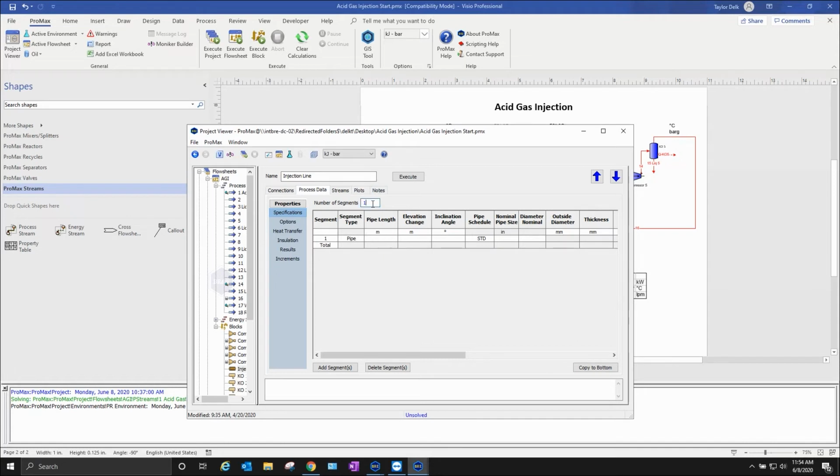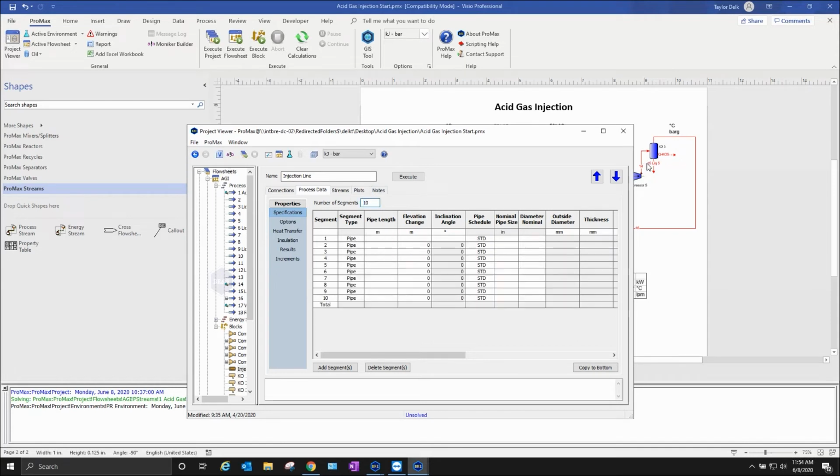So for the injection line, we're going to actually give it 10 segments. This is going to give us a little bit more granularity in our results. And it's going to break up the calculations into shorter increments. So what we get for that is a little bit more accuracy and a little bit more granularity.